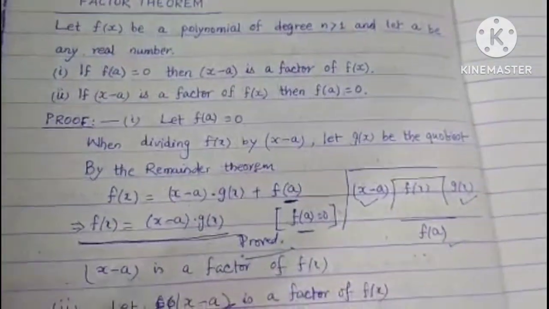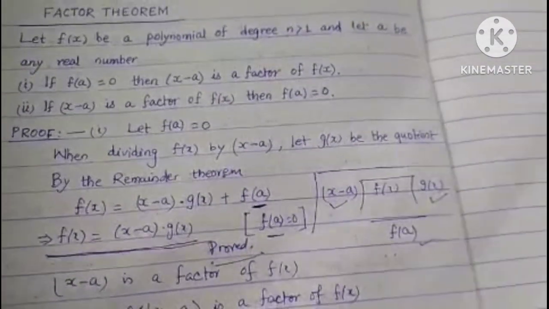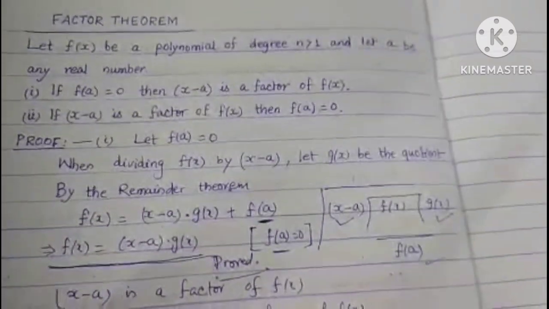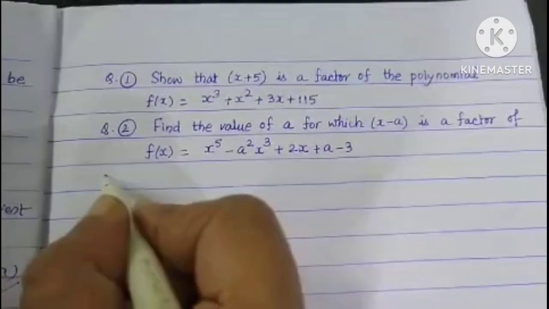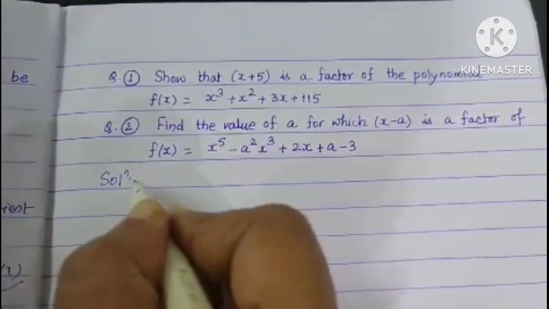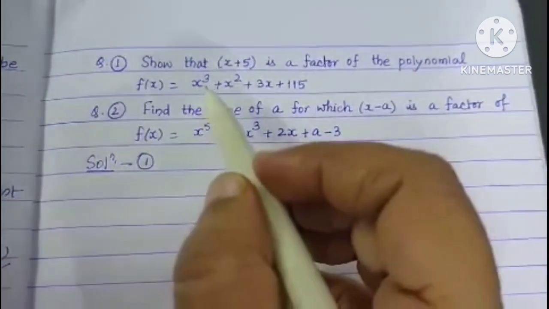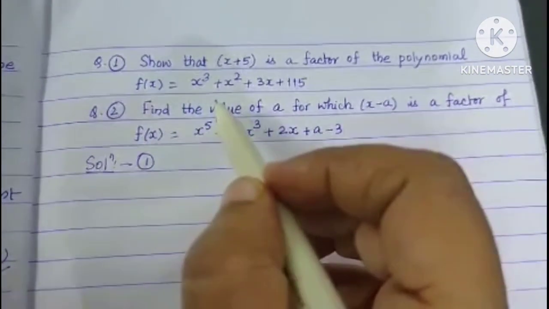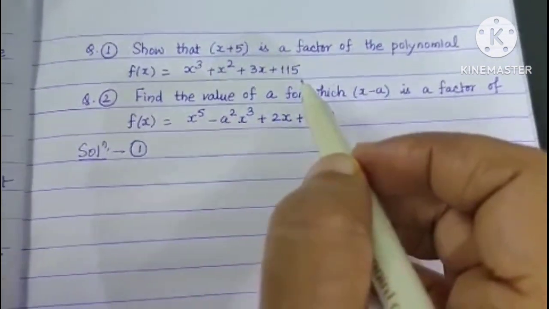Now we will move on to some problems based on this factor theorem, and there are some very good questions in this portion, so we will see it. Okay, so friends, we have taken 2 questions. We will do one by one. Solution of question 1. The question is, show that x plus 5 is a factor of the polynomial f of x equal to x cube plus x square plus 3x plus 115.